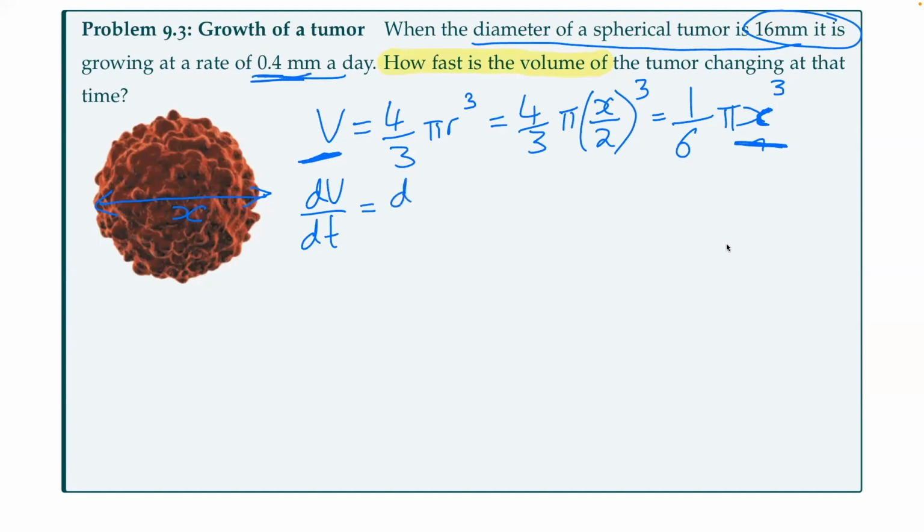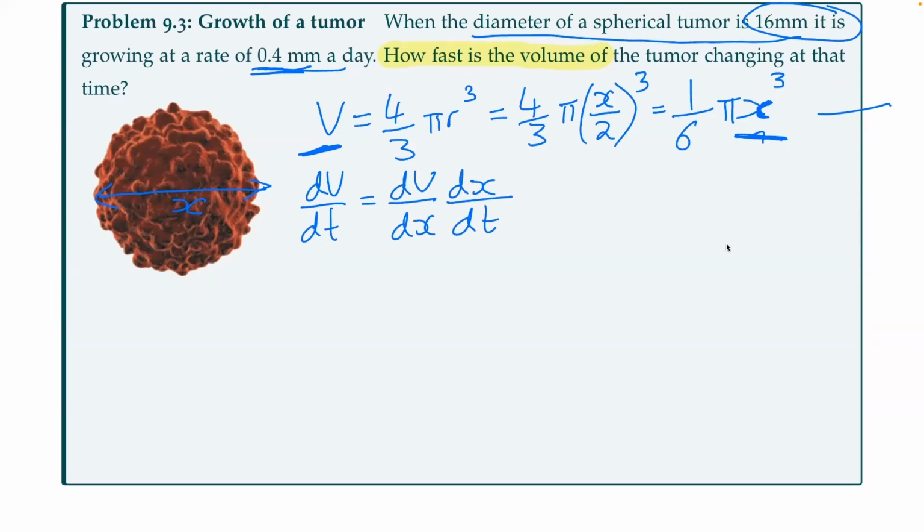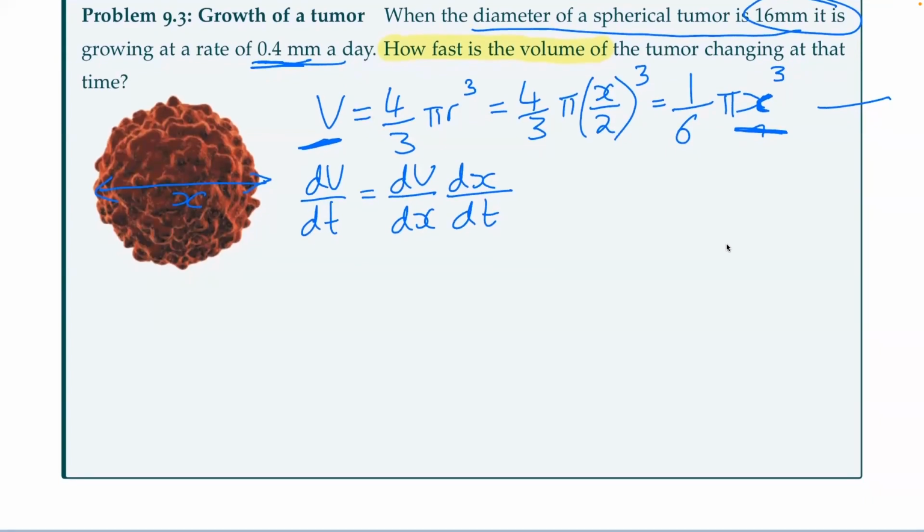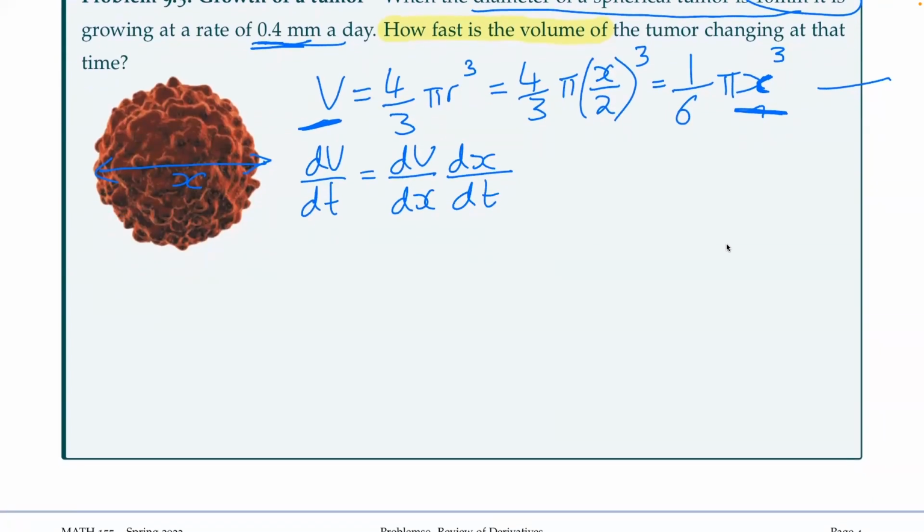So we have our dV/dx, or we can work out our dV/dx from the row above, because V is just a function of x, so we can take its derivative. And if we take the product of that and dx/dt, which we're given in the question, the dx/dt is 0.4 millimeters a day, then, although this isn't quite what happens, you can think of these things as cancelling, and we end up with a dV/dt, okay? So we can use our chain rule here to get our answer.